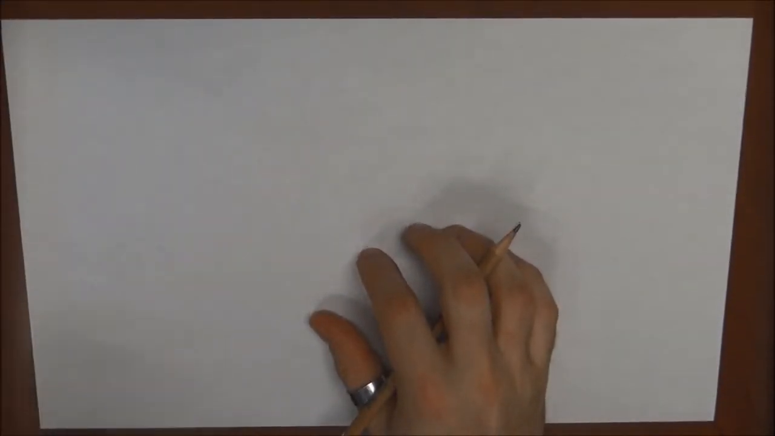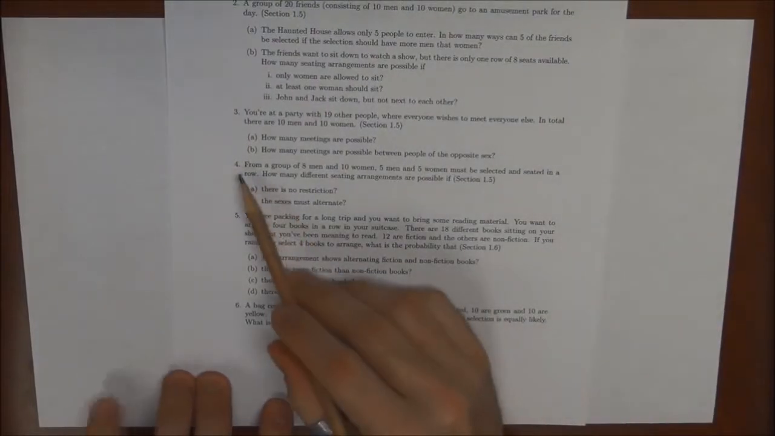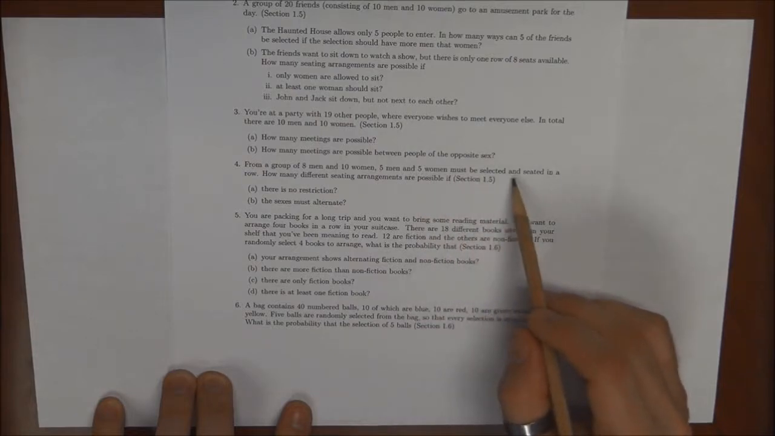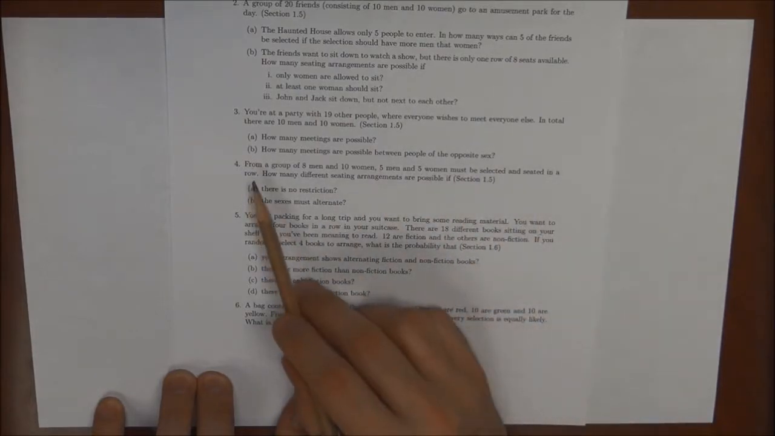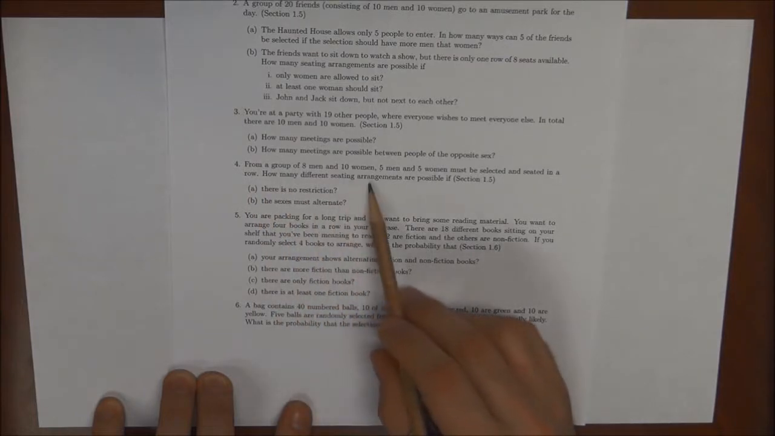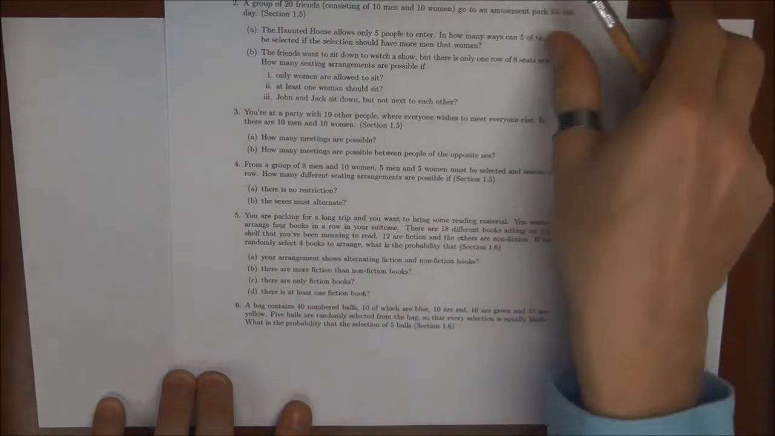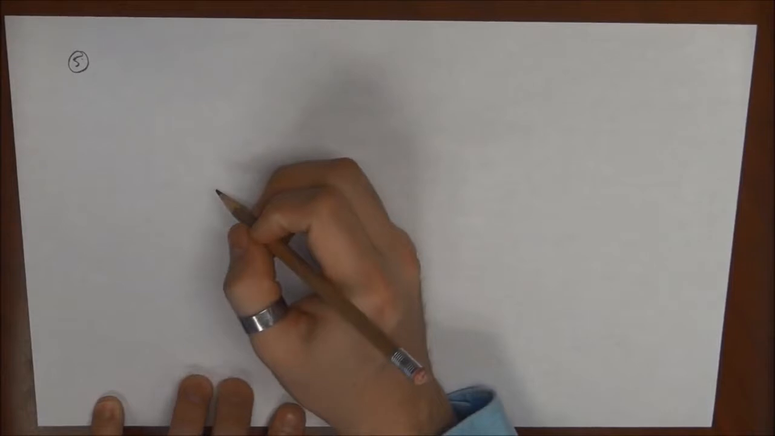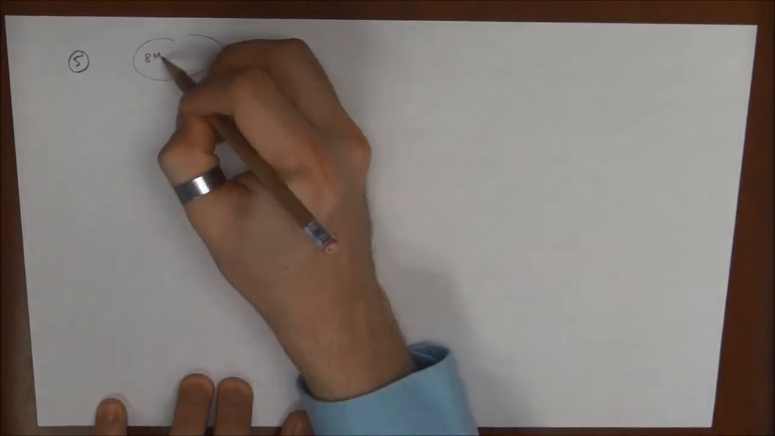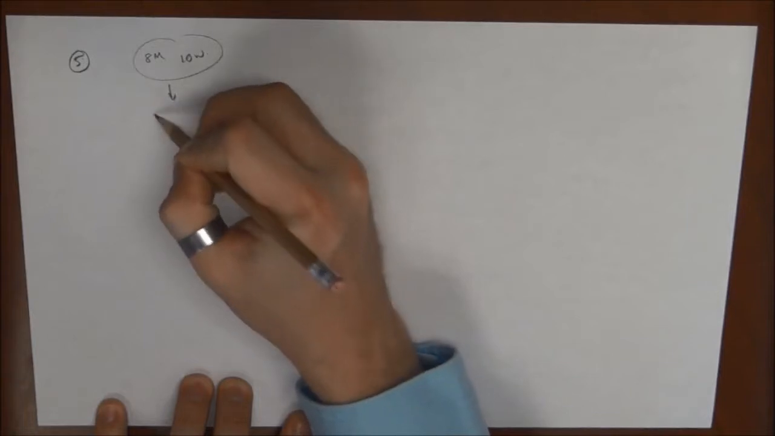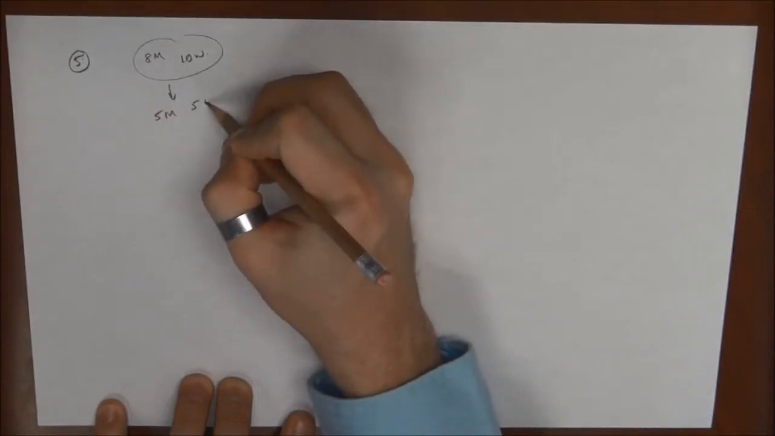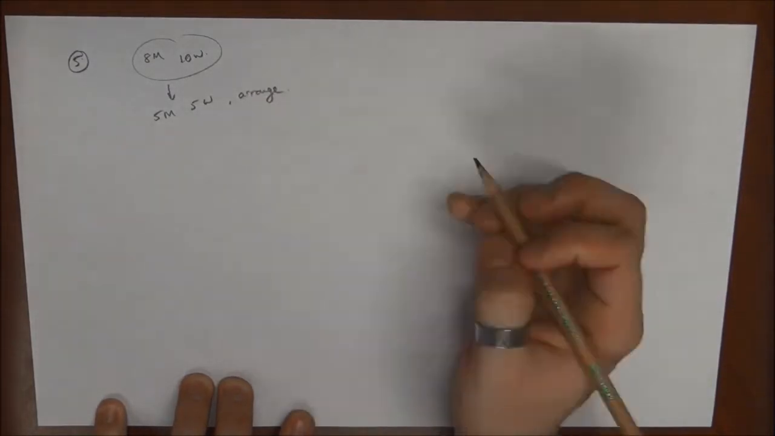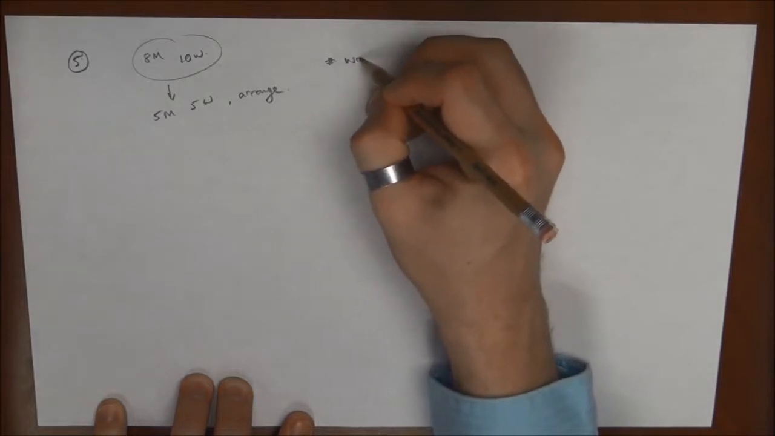In number 4, from a group of 8 men and 10 women, 5 men and 5 women must be selected and seated in a row. So I'm looking at arrangements. How many different seating arrangements are possible if I have some restrictions there? The first one is no restriction. So in number 4, I have a collection of 8 men, 10 women. I need to select 5 men and 5 women and then arrange them in a row, and there's no restriction. How many ways can I do that?